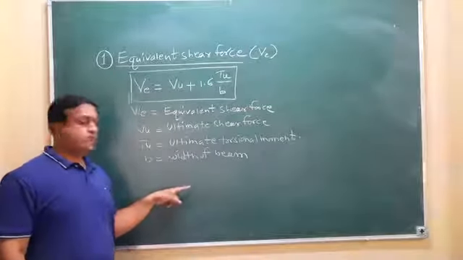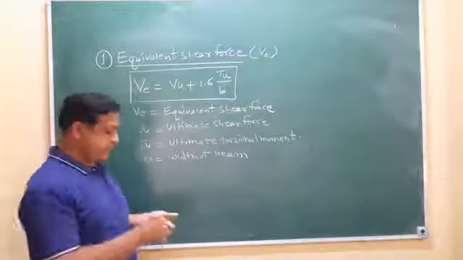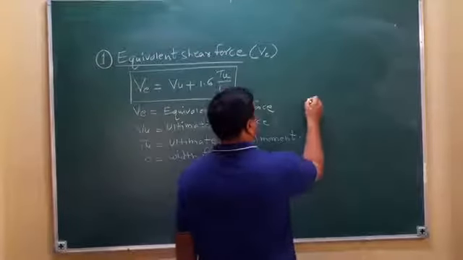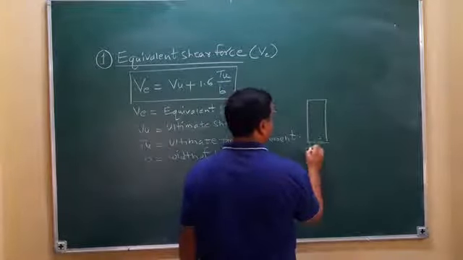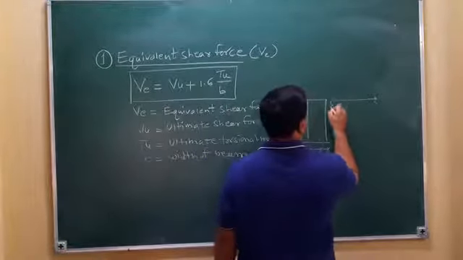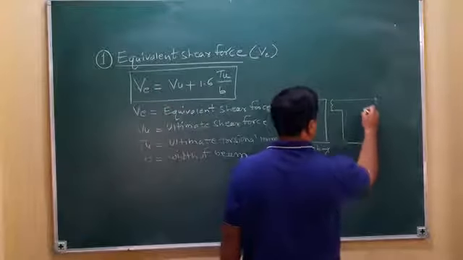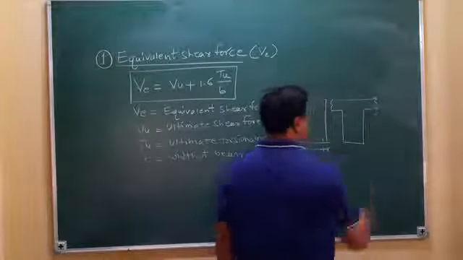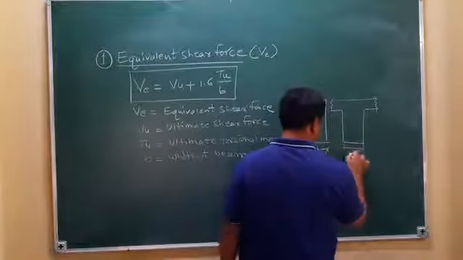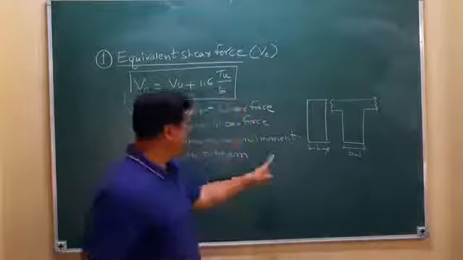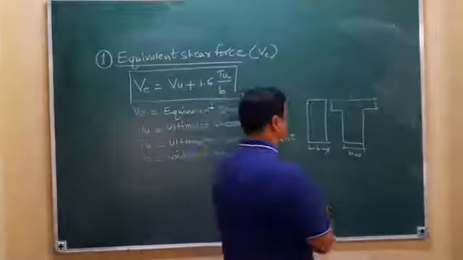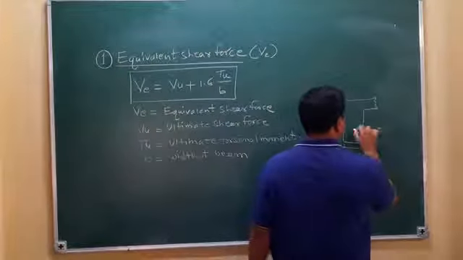For L and T beams, B is the width of the web. Suppose this is the rectangular section, so this is the width of the beam. When we consider the slab connected with the web like this, it is a T section. In such a situation, consider B equal to the width of the web. So this is the web portion.